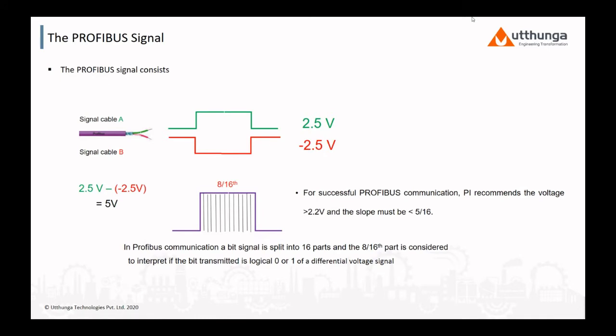So if you look at one of the standards, the PI always recommended that voltage in PROFIBUS nodes should be greater than 2.2 volt always, and the slope must be less than 5/16. Then you will have a doubt, what is slope? You can see the square wave, the PROFIBUS coding is non-return zero, that is why it is a square wave. This square wave is divided into 16 splits, and the 8/16 part is considered to interpret whether it is a logical 0 or 1. According to that, it works like 0101. It is a binary communication, right? So that's why PI recommended slope should be less than 5/16.